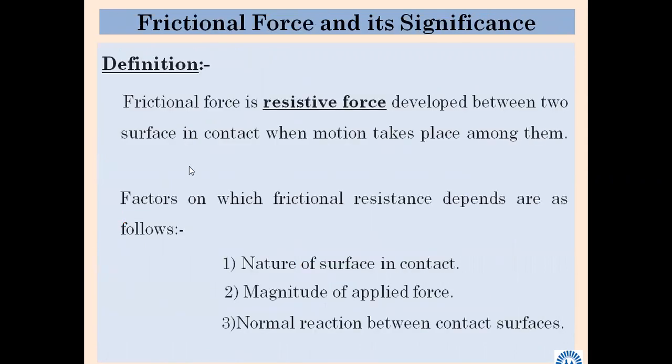After that, we saw frictional force and its significance. Frictional force is a resistive force developed between two surfaces when motion takes place between them. So there should be motion, and then we get a steady resistive force. Unless there is motion, there is no frictional force. Keep that in mind. Next, the factors on which frictional resistance depends.